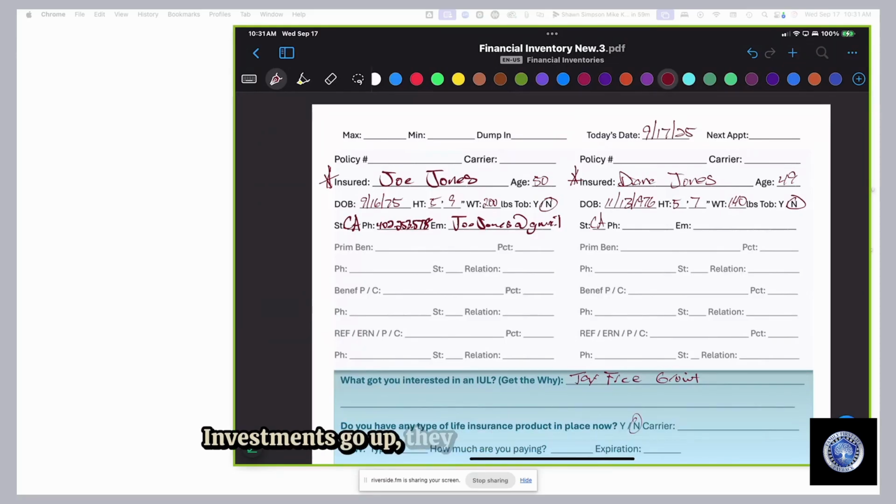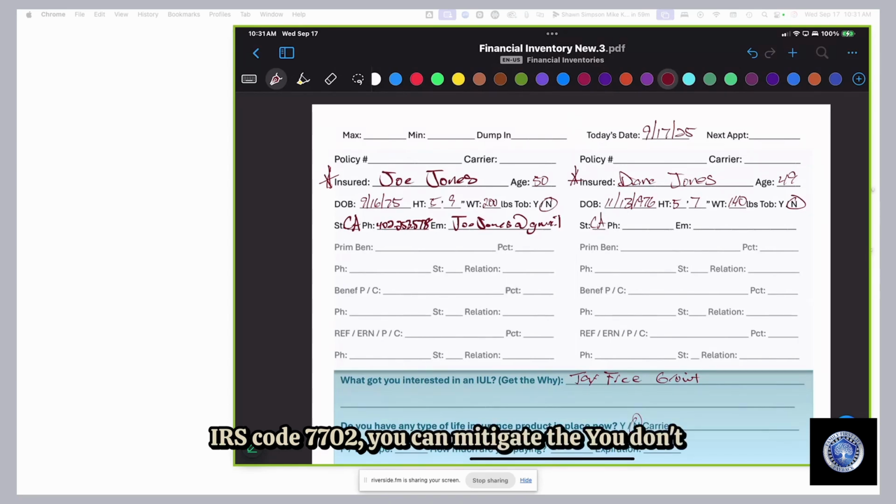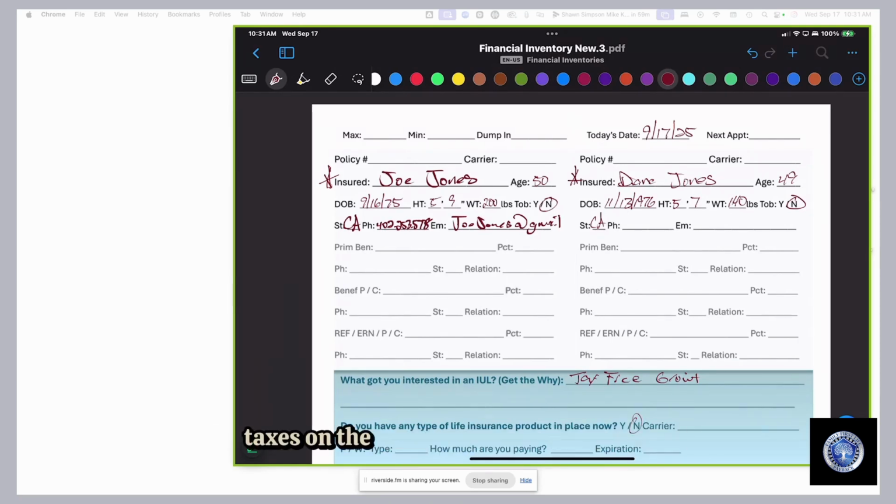Investments go up, they also go down, and they cause you to pay taxes. And through a life insurance policy, due to IRS code 7702, you can mitigate the latter two. You don't pay taxes on the growth of the product, and there's no risk of market loss. It doesn't go below zero. So that's one. Number two, it leaves a legacy to the family.